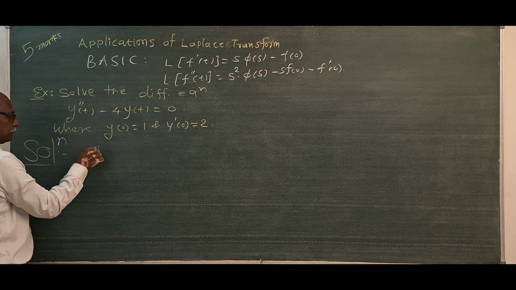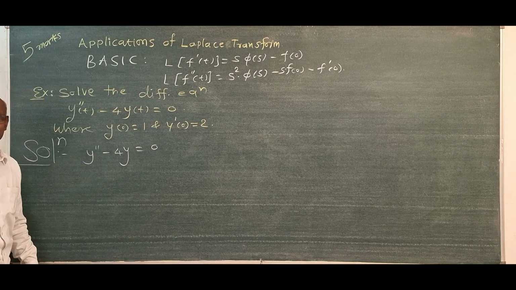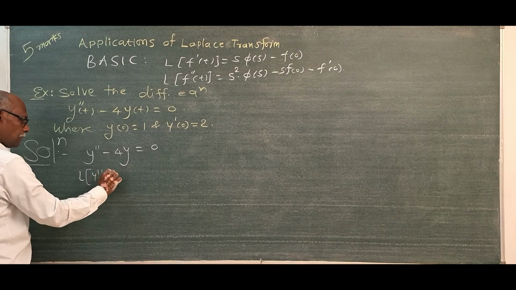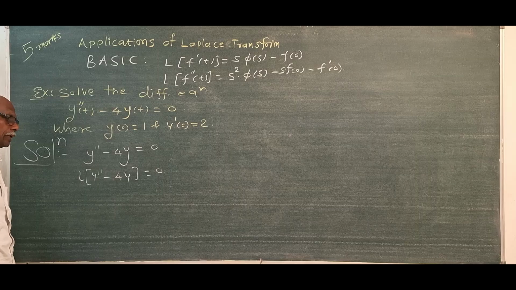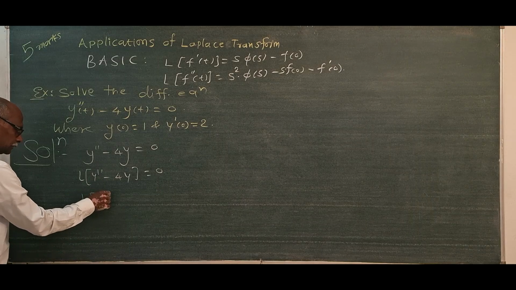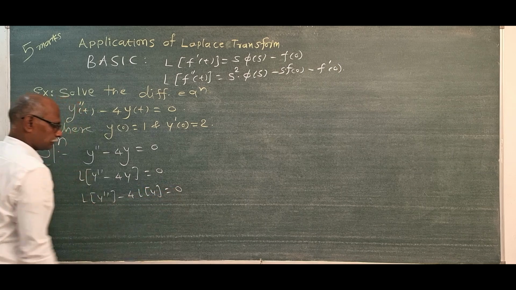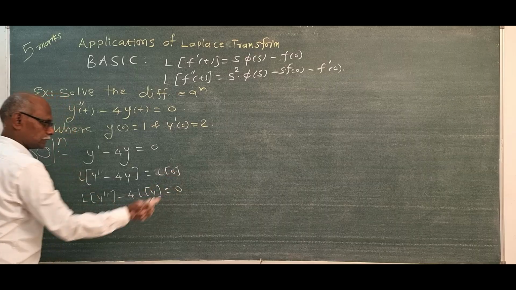So, y double dash minus 4y is equal to 0. First of all, we write the example as it is, and then take Laplace on both sides. L of y double dash minus 4y is equal to L of 0, and Laplace of 0 is 0. So here, Laplace of y double dash minus 4 L of y is equal to 0.